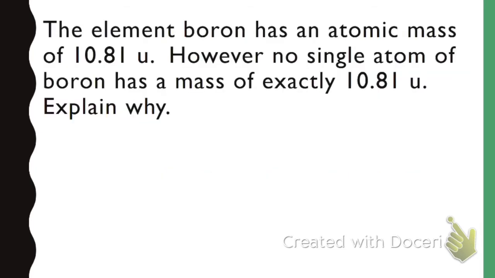Together, let's go ahead and answer this last question at the bottom. This says the element boron has an average atomic mass of 10.81. However, no single atom of boron has a mass of exactly 10.81. Explain why. Well, I think I just mistakenly added in a key word there. A lot of times we'll talk about the atomic mass just like that, instead of using the word average atomic mass, it just saves time and space. But because of that, people think that an atom has a mass of that number, but it's not.